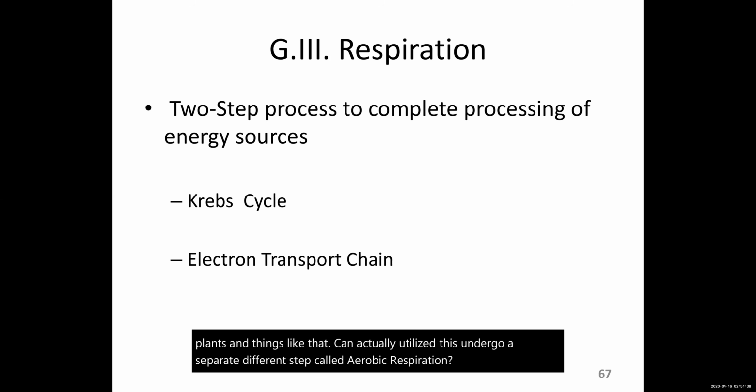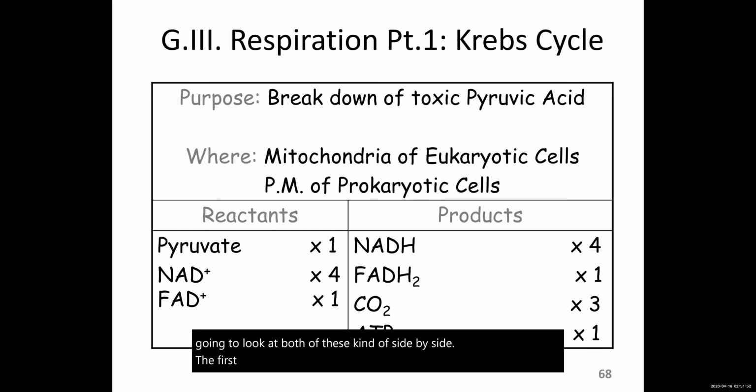Aerobic respiration gets broken down into two key steps. These are known as the Krebs cycle and the electron transport chain. So we're going to look at both of these kind of side by side. Now, the first one, the Krebs cycle, is a series of 8 reactions or 8 main steps with some deviations in there that are all designed to just break down pyruvic acid.